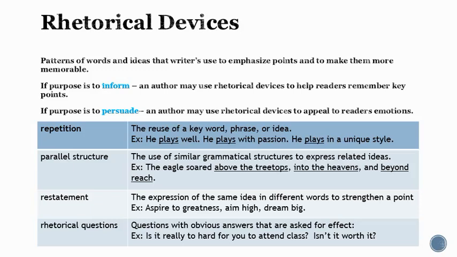Parallel structure may be new to a lot of you. Parallel structure is the use of similar grammatical structures to express related ideas. What does that mean? Well, when you form your sentences in the same manner, over and over to make your point. An example of that is the eagle soared above the treetops, into the heavens, and beyond reach. Those are three prepositional phrases that are used one after the other as a structure. You might start all of your sentences with the word I. That would be a parallel structure. You might use verbs in the same tense, which would be a parallel structure. Those are some examples.